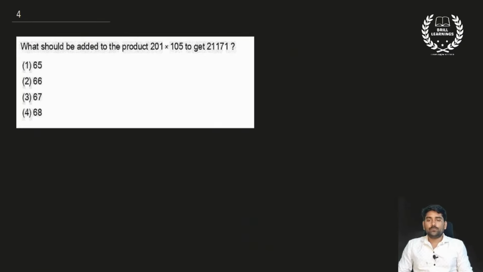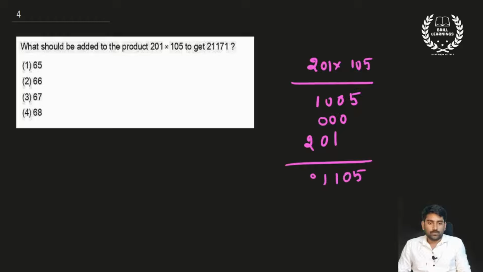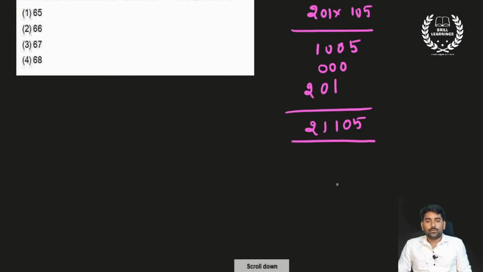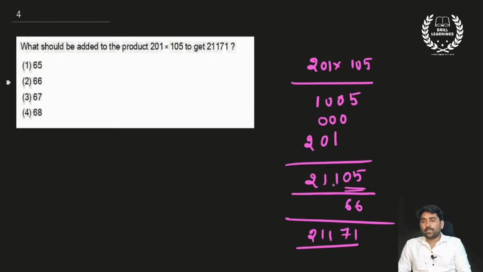What should be added to the product of 201 into 105 to get 21,171? So first simplify this multiplication. 201 into 105. 5 1s are 5, 5 0s are 0, 5 2s are 10, 0 0 0, 1 1s are 1, 1 0 0, 1 2s are 2. So 21105. Here we got the value as 21,105. So in order to get 21,171, we have to add here 66, so that we will get 21,171. So second one is our answer.